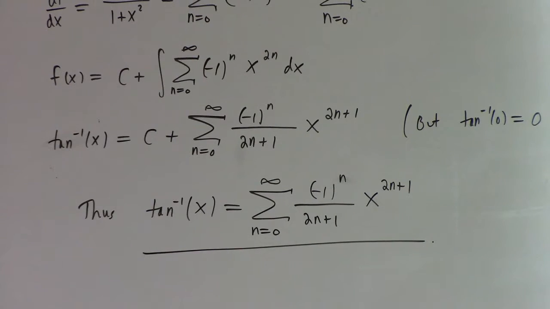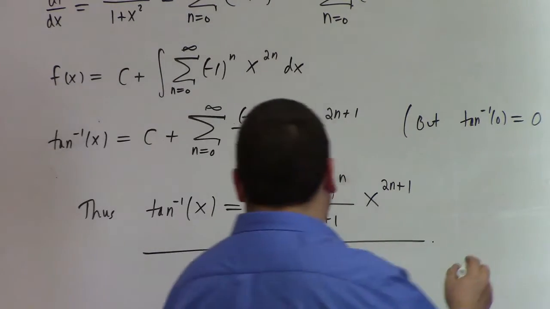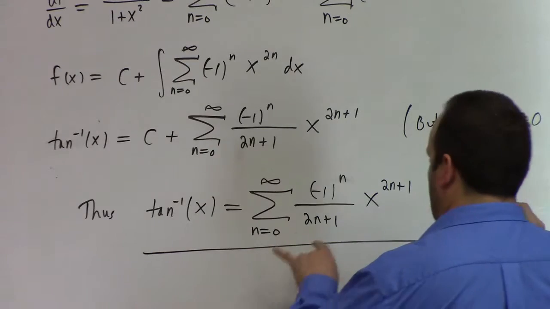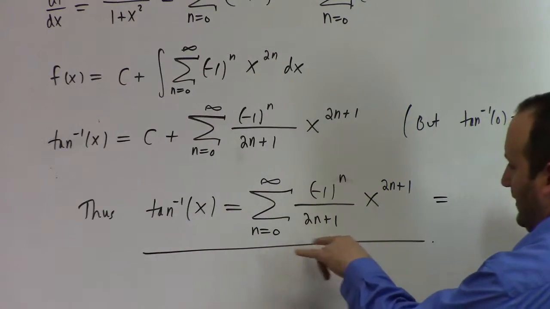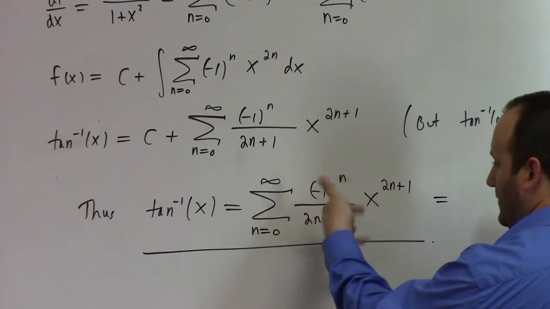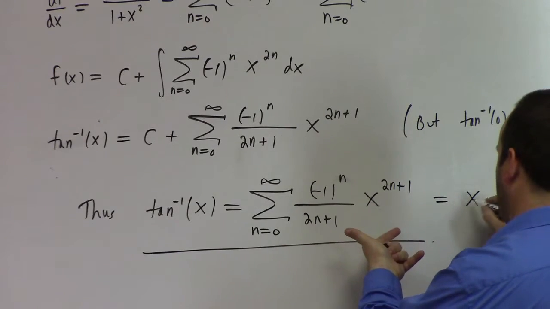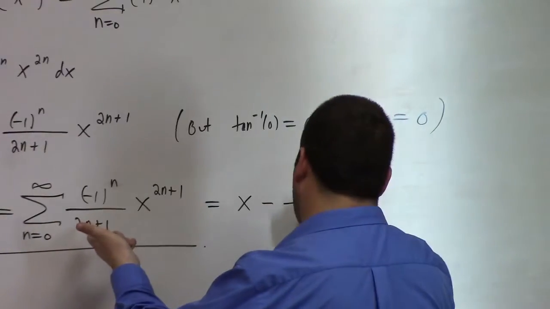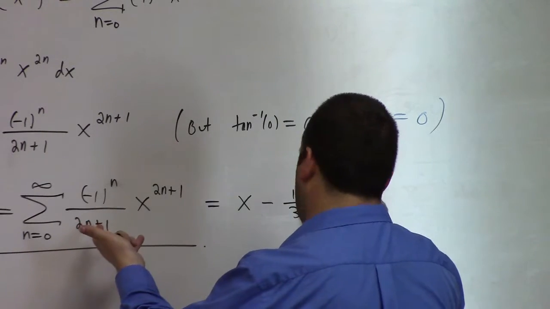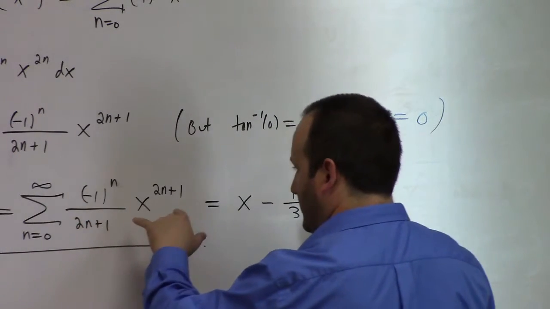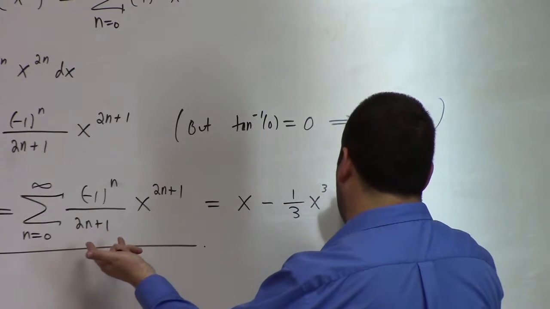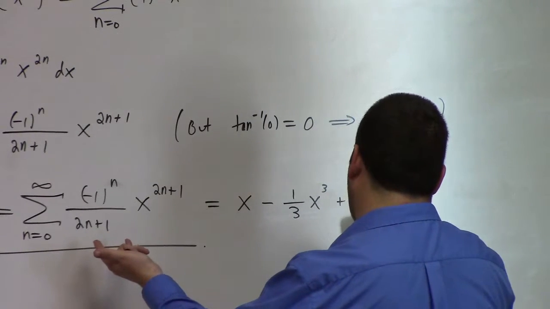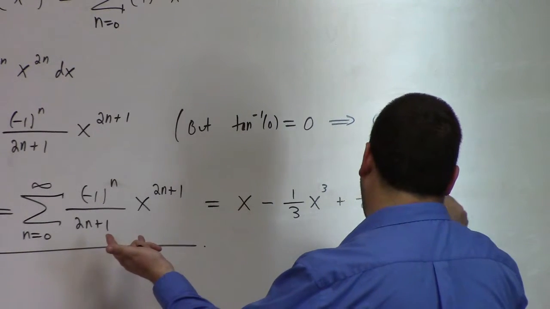What are the first three terms in this? Let's see here. So we start at n equals 0, which gives me x. How about n equals 1? Minus 1/3 x cubed, right? How about n equals 2? X to the 5th, right.